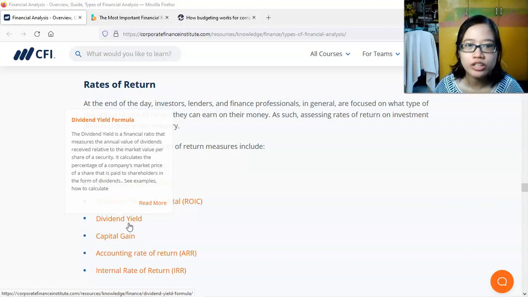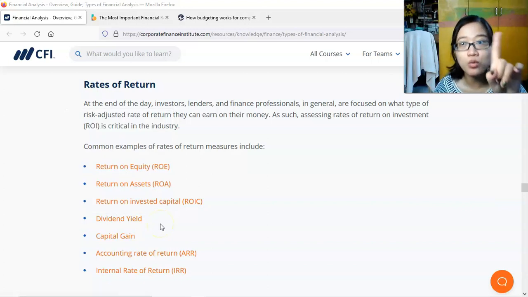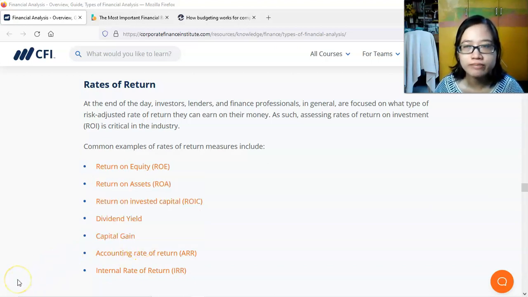Okay? So, yun. Dividend na dineclare niya for, let's say, 1 share, divided by the market price of 1 share din. So, yun yung dividend yield. Okay? Magkano ang kinita or natanggap na earnings on a share.